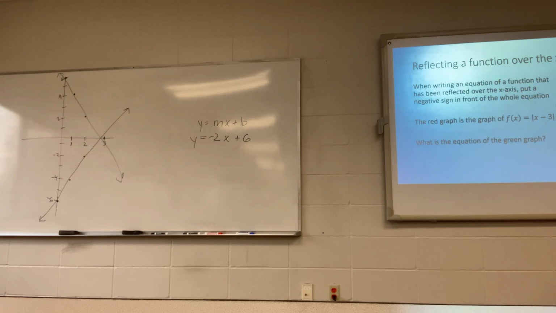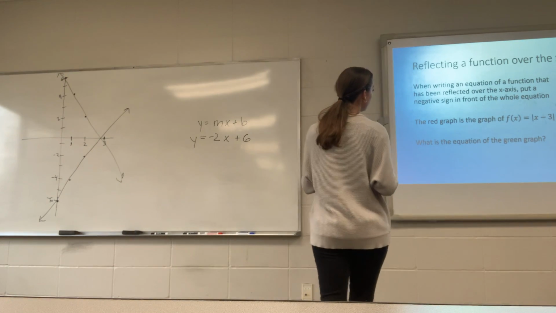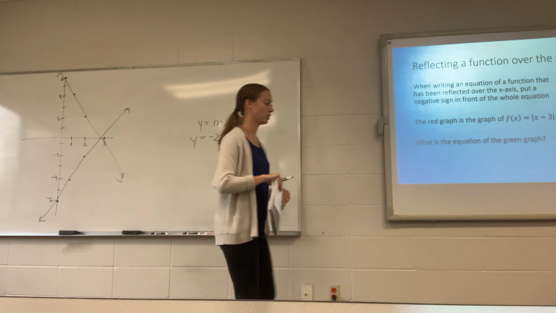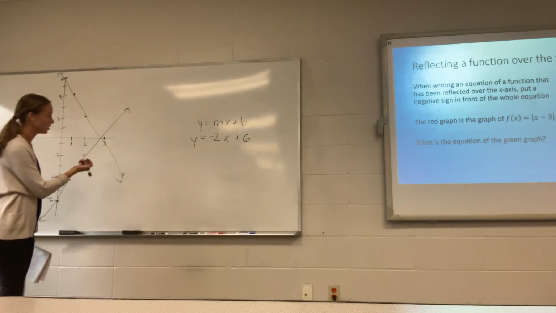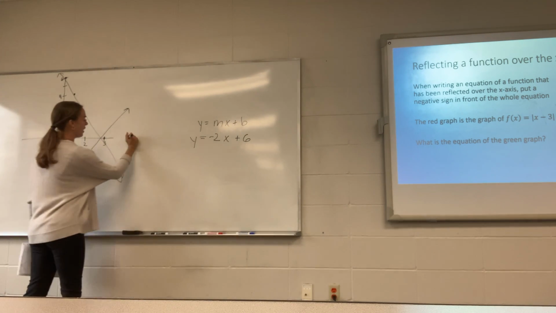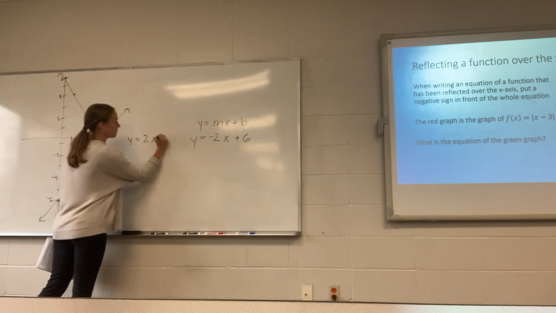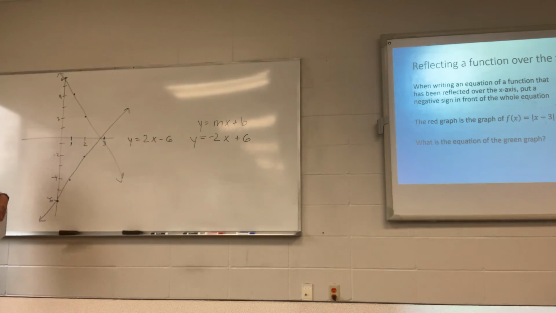Okay, so here's just a picture you can see. This time we have some absolute values. It says, when writing an equation of a function that's been reflected over the x-axis, put a negative sign in front of the whole equation. So our original equation for this line was y equals 2x minus 6. That was this equation right here.